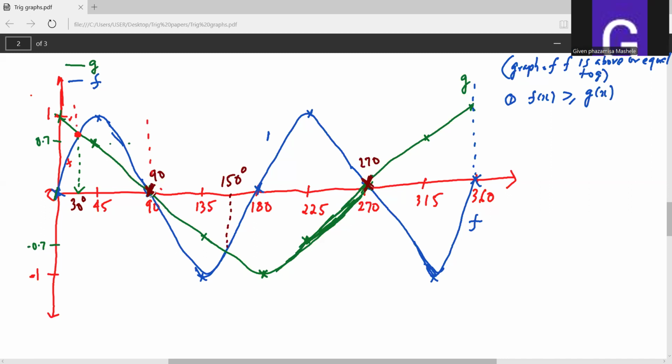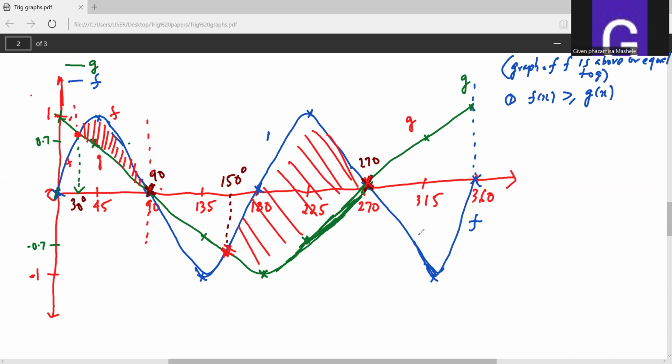From 30 up until 90, f is above. So this is f, it's above g, so it is what we want. This is where f is bigger than g. Now, when we move from 90 to 150, g is bigger than f. It's not what we want. But from 150 up until 270, f is above g, so this is where we have to look for the answer. But above 270, g is above f, which means g is bigger than f. It's not what we want.